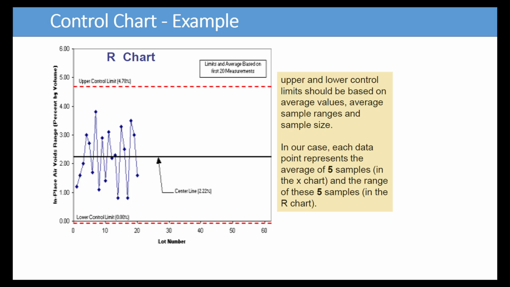Upper and lower control limits should be based on average values, average sample ranges, and sample size. In our case, each data point represents the average of 5 samples in the X chart and the range of these 5 samples in the R chart.